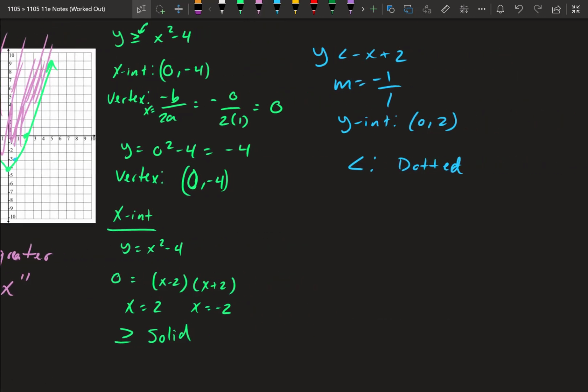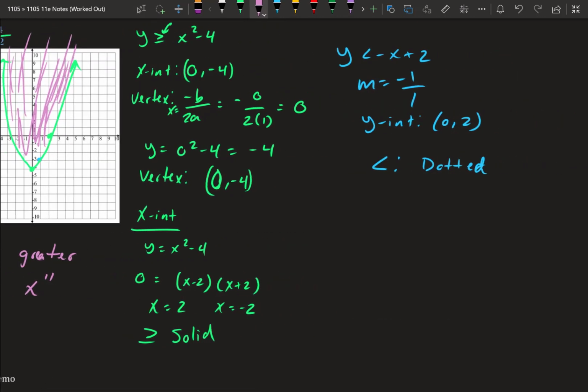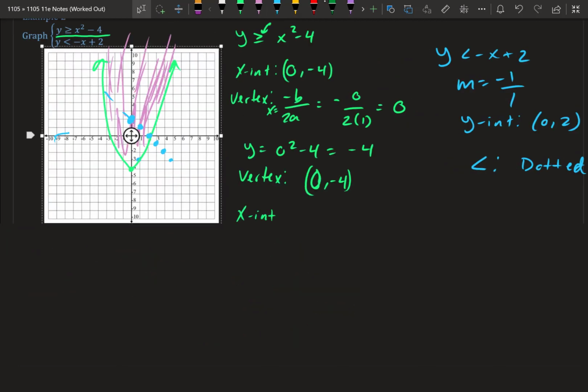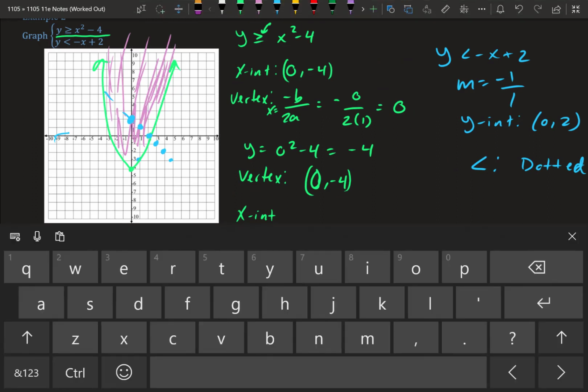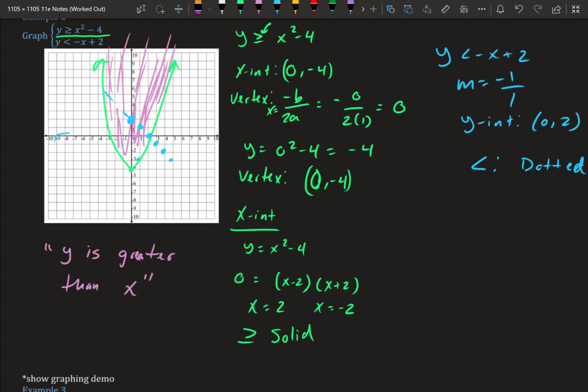Rewind. Let's do the blue one again. Positive 2. Then we go down one, right one, down one, right one, down one, right one. And it's dotted. Oh, I'm seriously about to throw my tablet. There we go. And less than, we do it down. There we go. This section right here, where they meet, pick anything from there and it works for both.